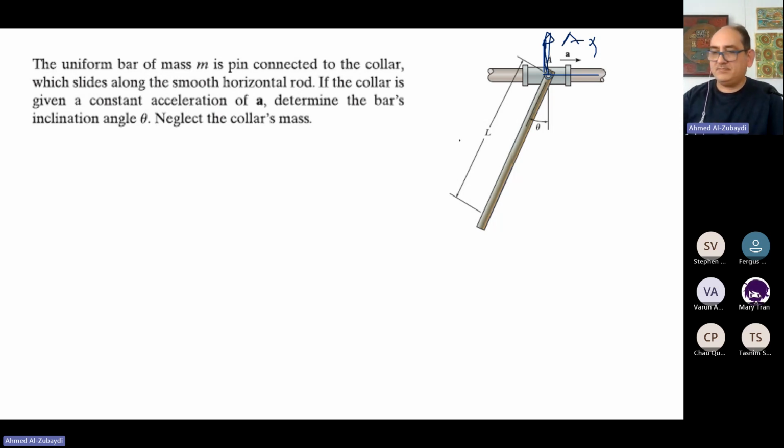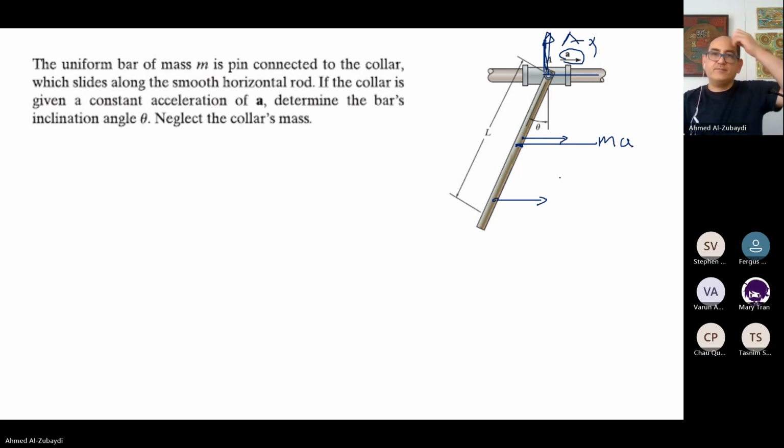Again, if you take a look at my pen, if I throw it or move it horizontally, the acceleration at any point is going to be the same. That means that the acceleration at point A is going to be the same acceleration at any point along that bar, including the one at the center. So here we have that the force equals ma.